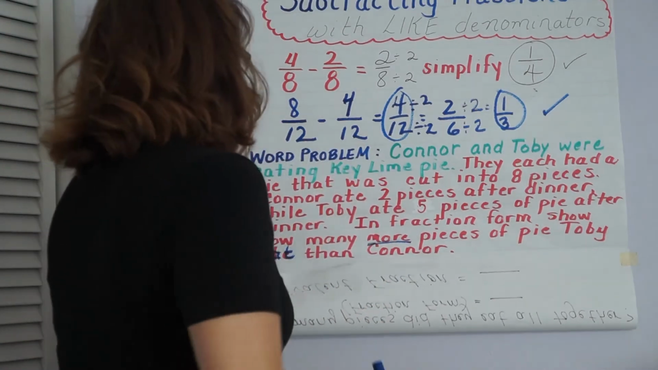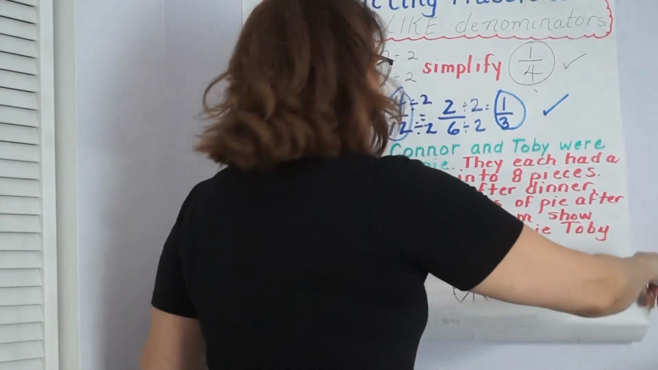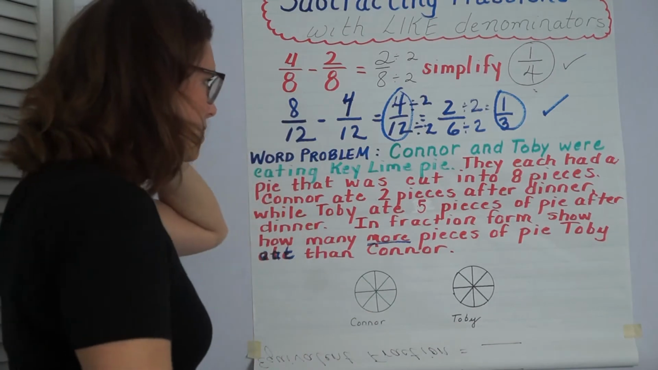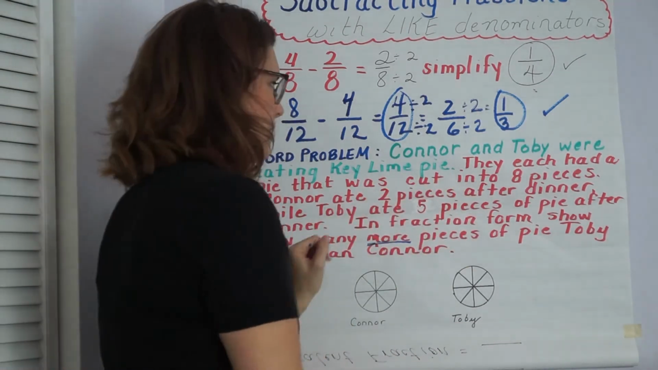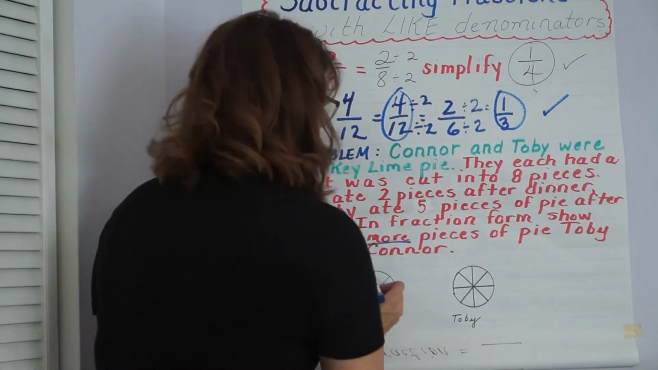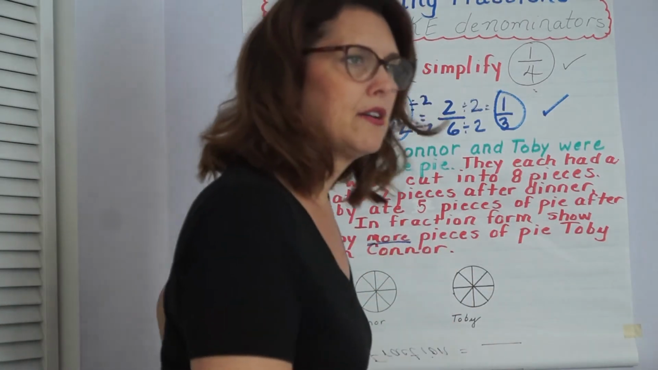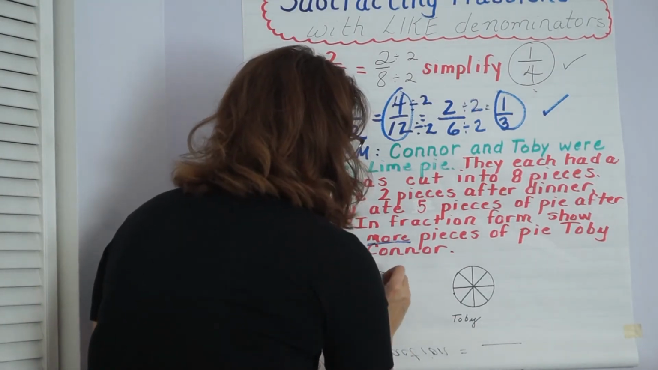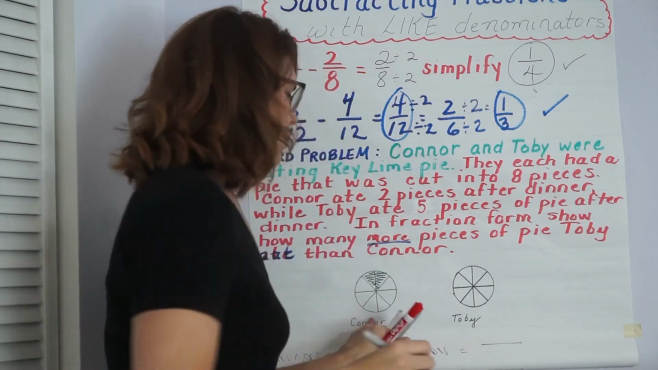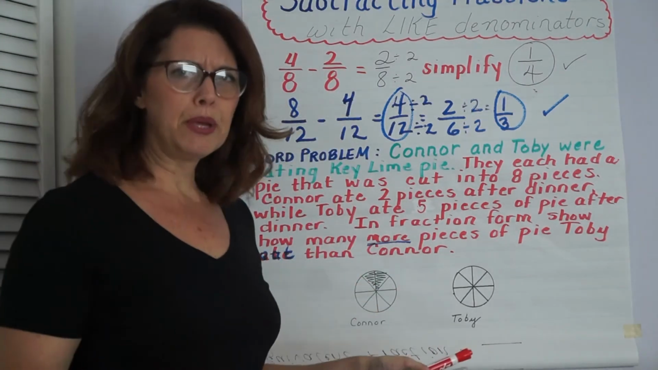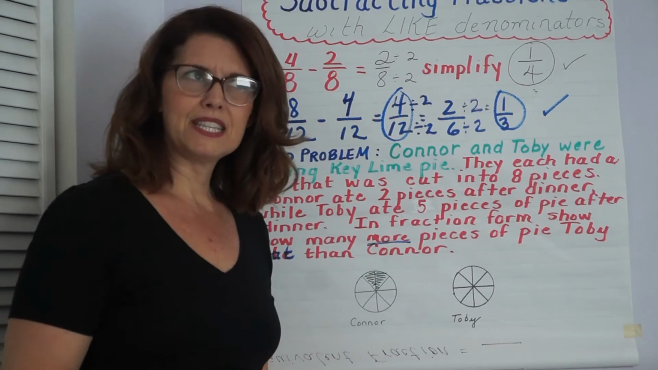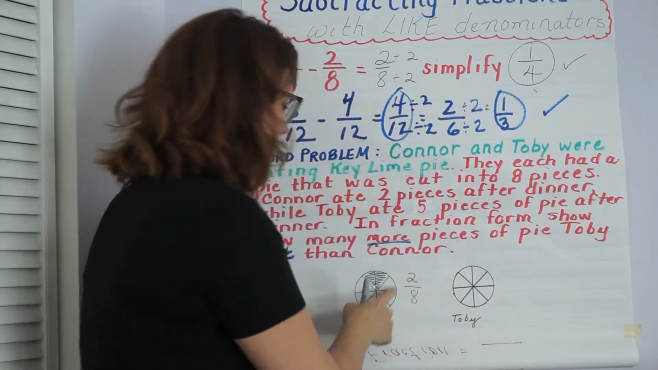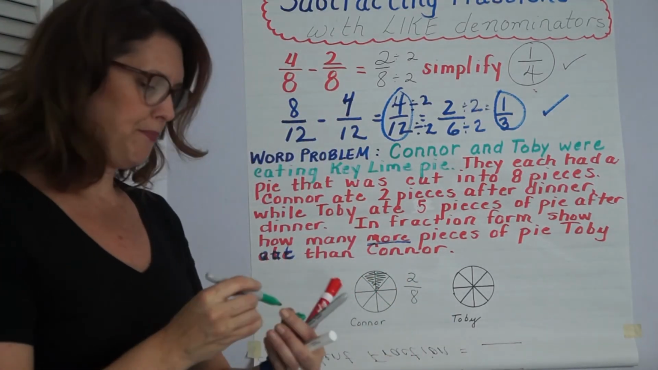So this time I got smart and drew out some pies ahead of time. So here's Connor's pie, and here's Toby's pie. So Connor had how many pieces? Okay, that's right, London, he had 2. So we're going to color in. I'm going to get my green marker out and say Connor had 1, he had 2. Okay, so what fraction is that? If we know that it's cut into 8 pieces and he ate 2 of them, let's see, Izzy, what fraction is that? That's right, it is 2/8 because there are 8 total pieces, 2 of them are shaded.